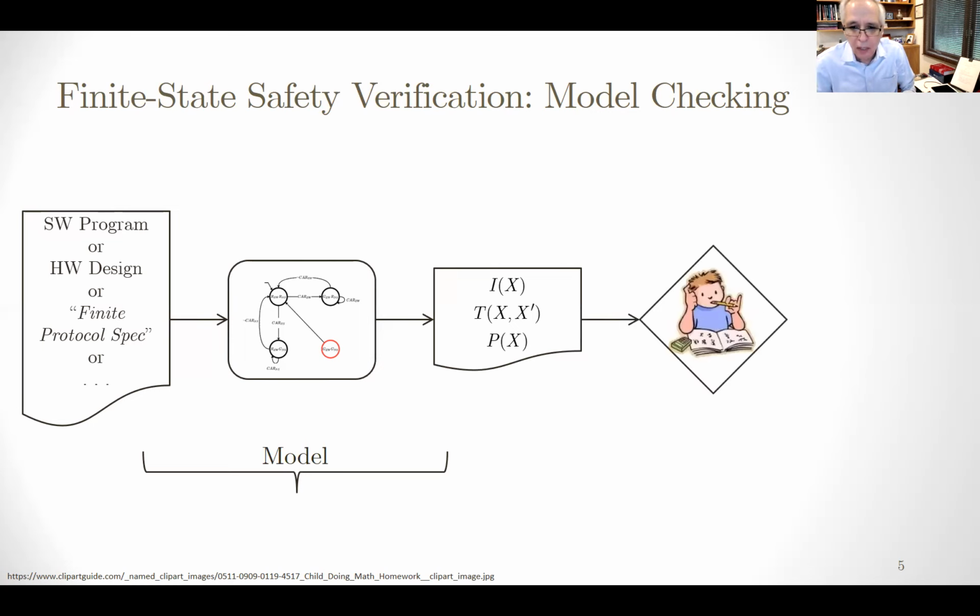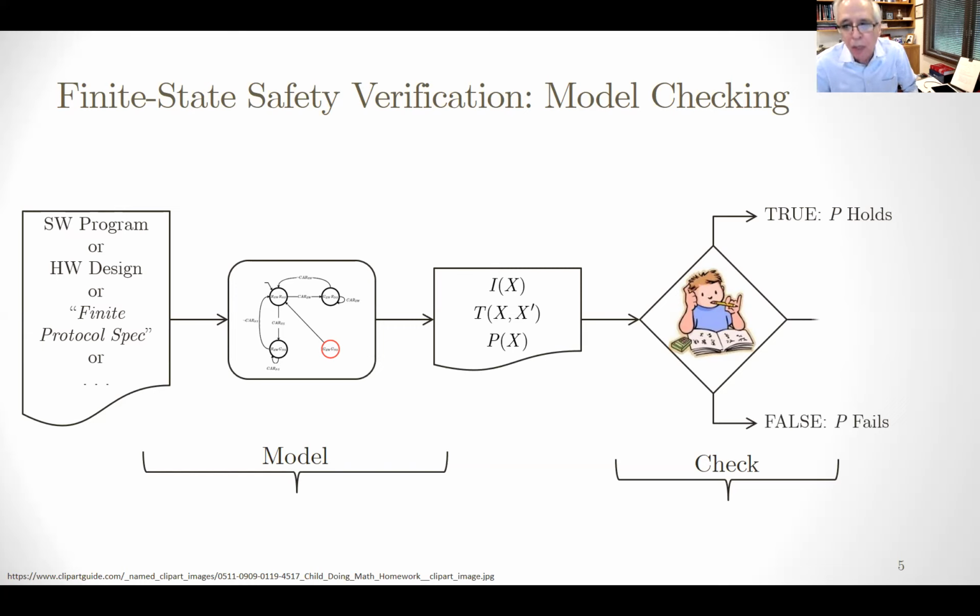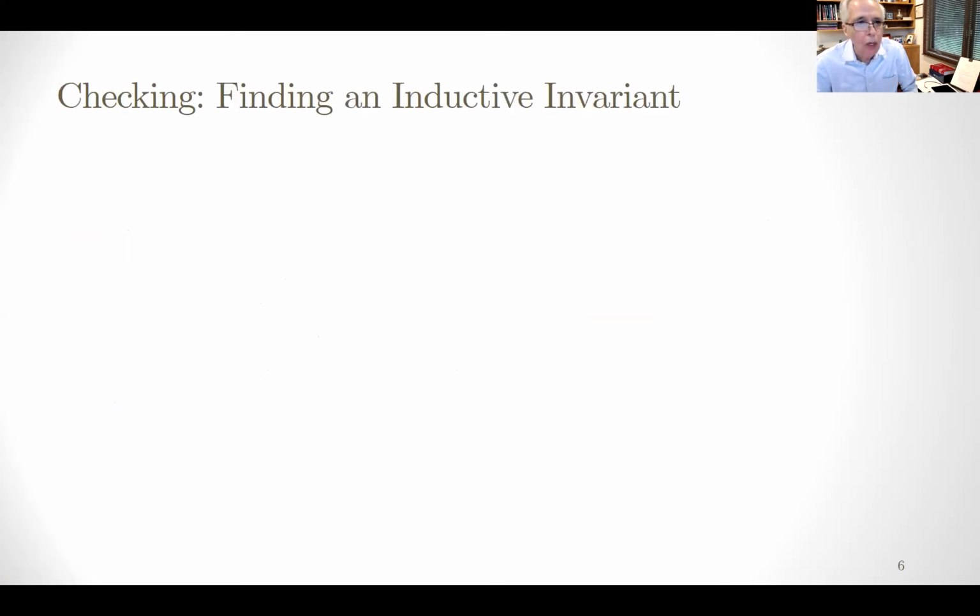We send that into the model checker, which will either say that the property holds under all possible execution scenarios, or it will say it fails, and here is a counterexample trace that shows you how it fails. And in some cases, it just may not give you an answer. It might not finish.